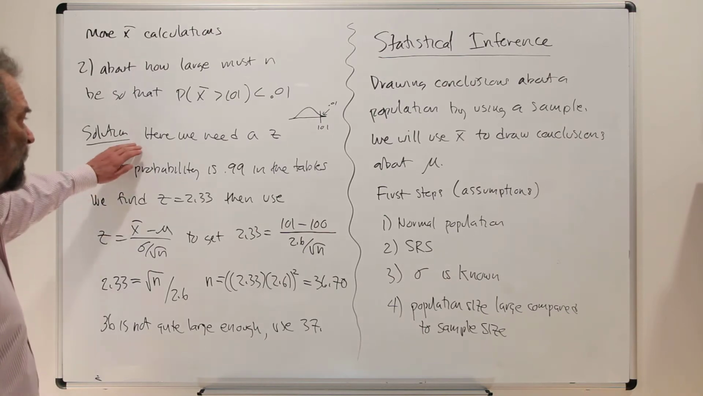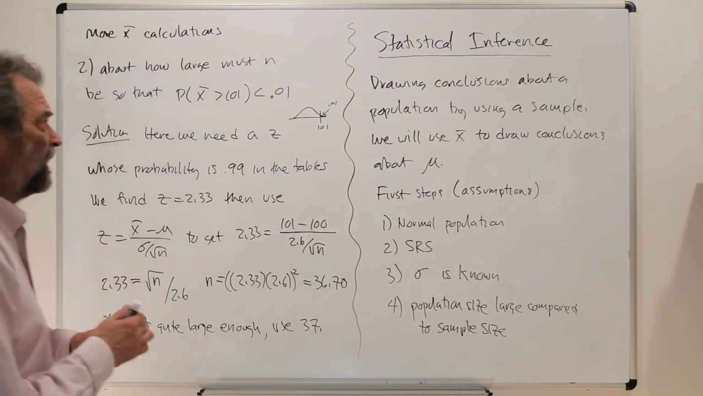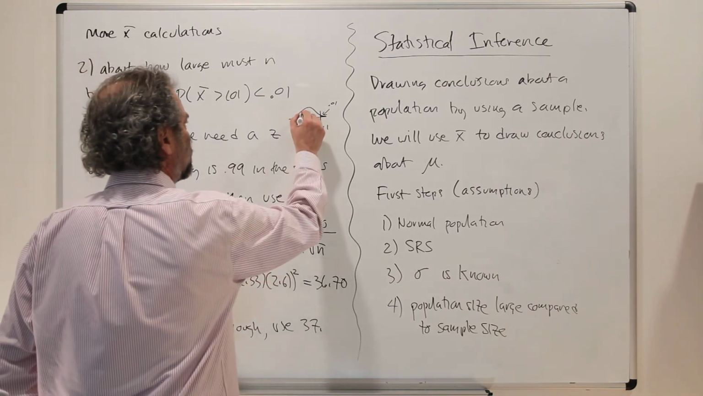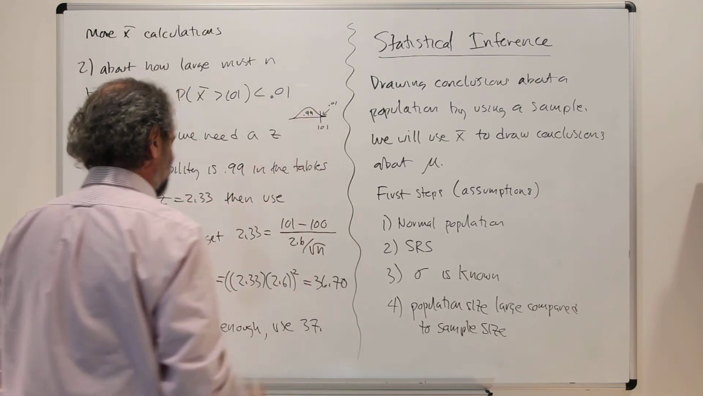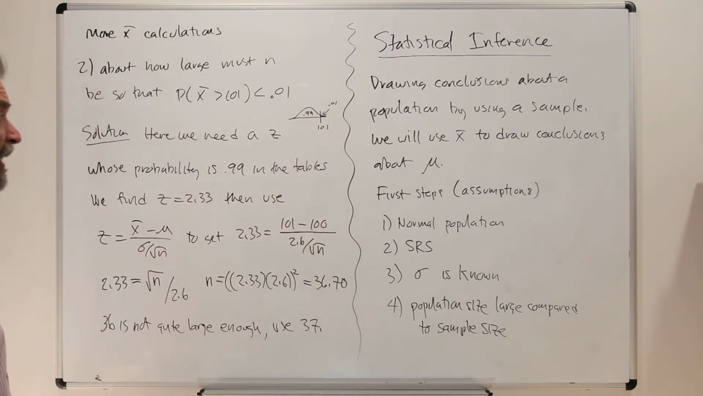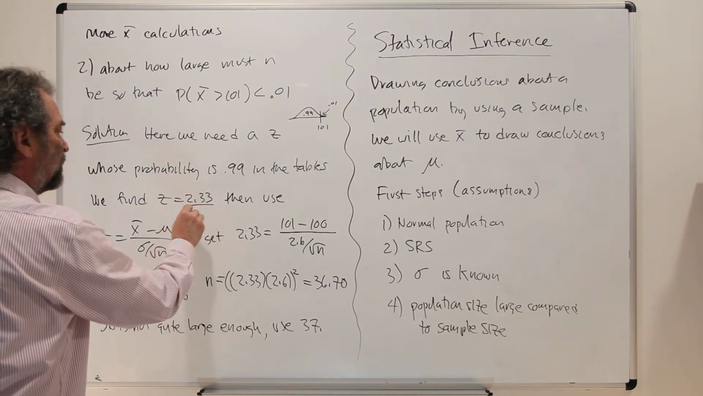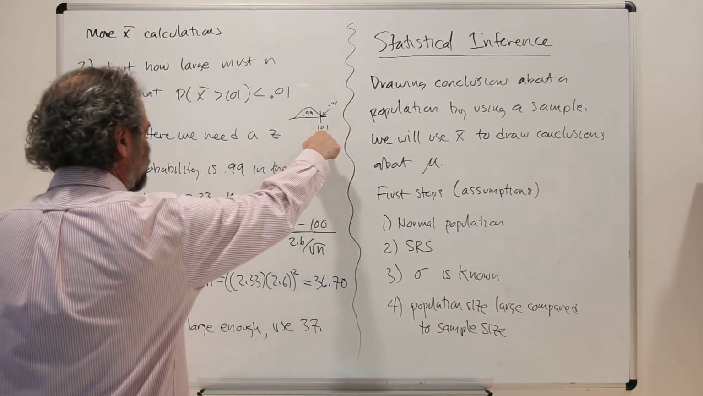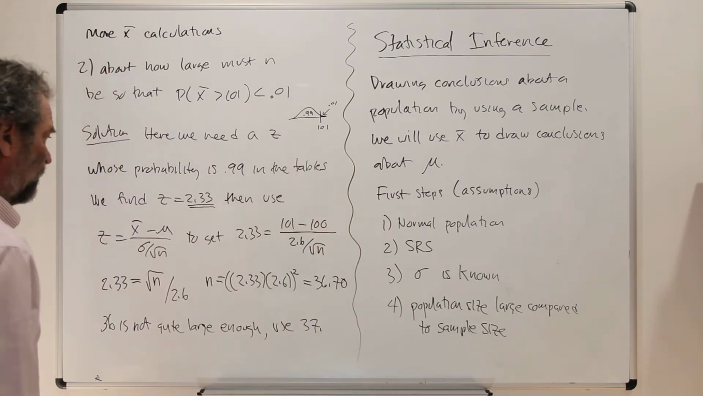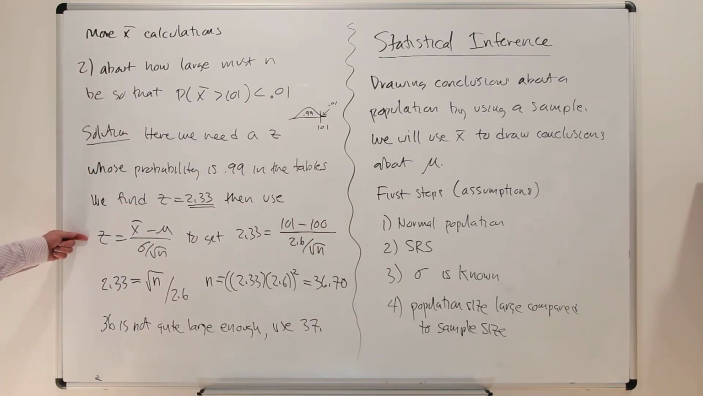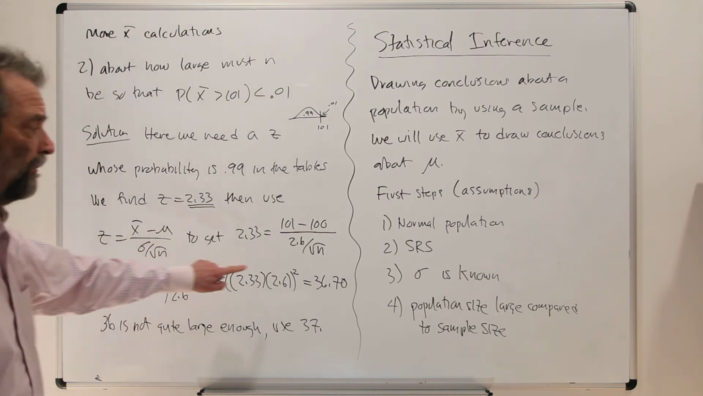So here we're going to need to find a z whose probability is 0.99 in the tables, because in this picture here it's 0.99 sitting on that side, and the tables list the less than probability. If we go to the tables, we find a z of 2.33 corresponds to that position. So we take the z formula, we put 2.33 here, we put 101 for x bar, we put 100 for mu, we put 2.6 for sigma. We're trying to solve for n, so we put n in there.